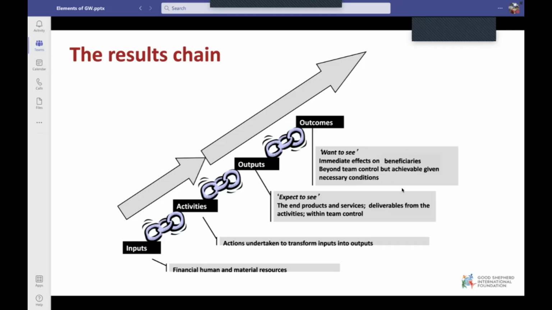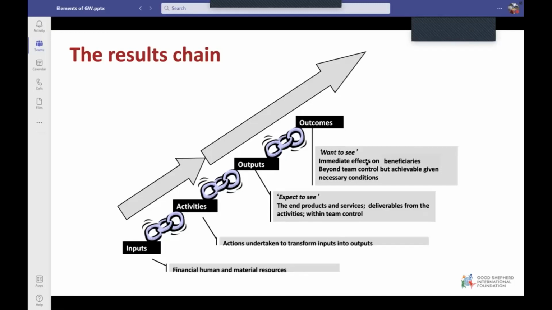Then from your outputs, you look at your outcome. What do you want to see? Immediate effects on beneficiaries, which are beyond the team's control, but achievable given necessary conditions. So I use back my same example of the residential program. You have 20 girls, they are with you. Your outputs are that they go to school, that they have a safe space to stay. Now, the outcomes that you want to see, hopefully that you will see, would be these children will grow in self-confidence and will be able to make choices for themselves when they finish their residential program with you. And how will you have indicators to that? Elias will talk to you about those later.